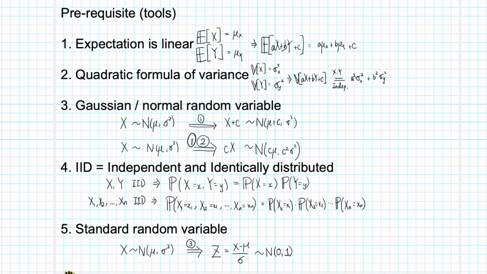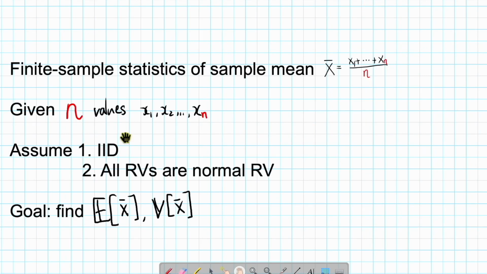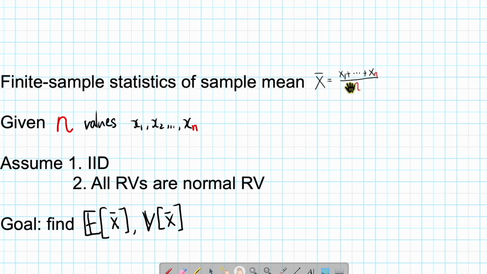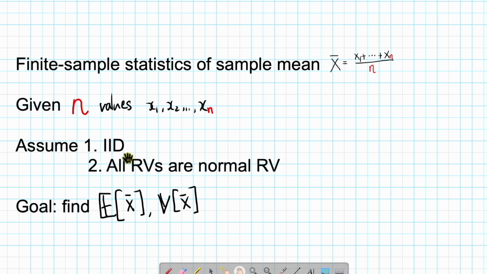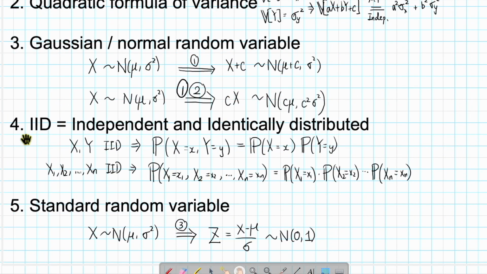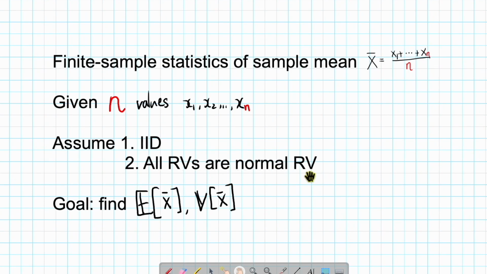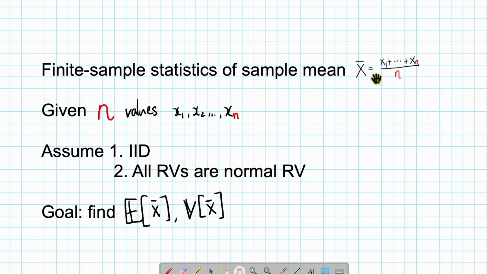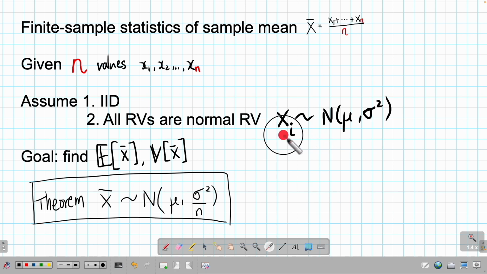So now with 1, 2, 3, 4, 5, we are ready to derive the confidence interval. Suppose we are given n values, X1, X2 up to Xn. The sample mean is basically the average of these n values: X1 up to Xn, take the sum, divide by n. We are going to assume these X are IID, which is 4, and that all these random variables are normally distributed. Our goal is to find the average of this X bar and the variance of this X bar. We are going to show that if all the Xi in these n values are normal random variables with the same mu and the same sigma squared, then this average will also be a normal random variable with the same mu, but the variance will be divided by n.